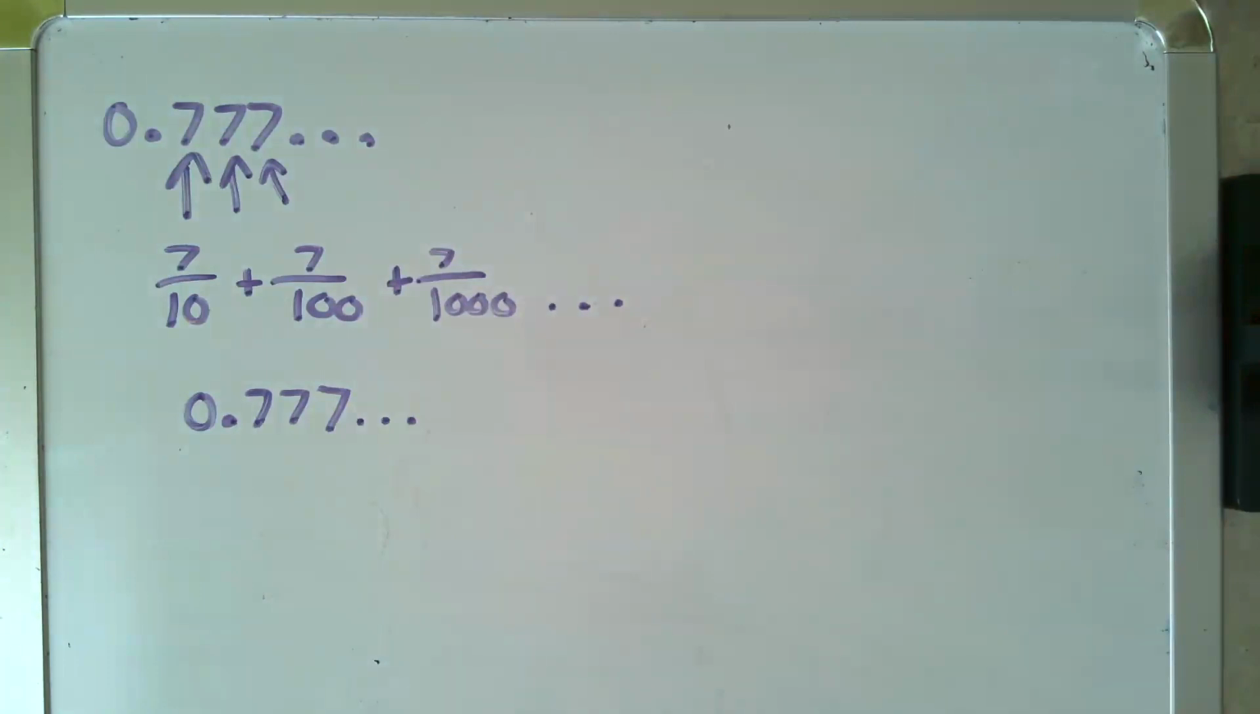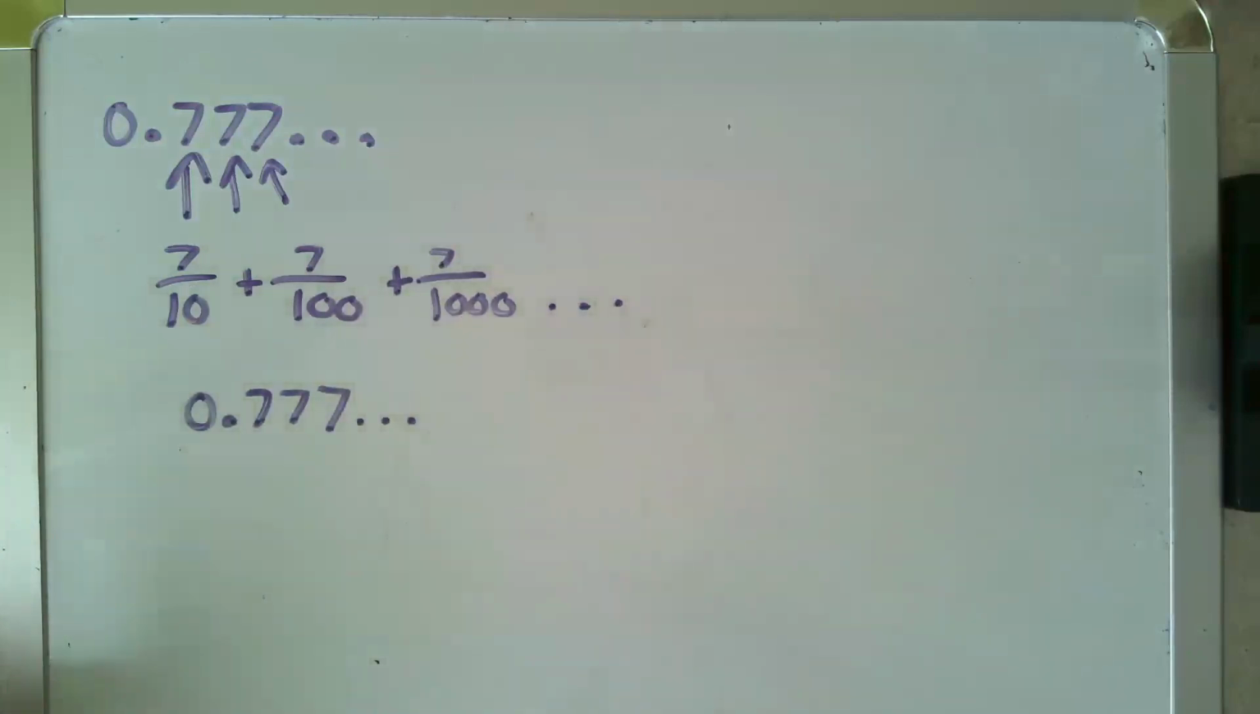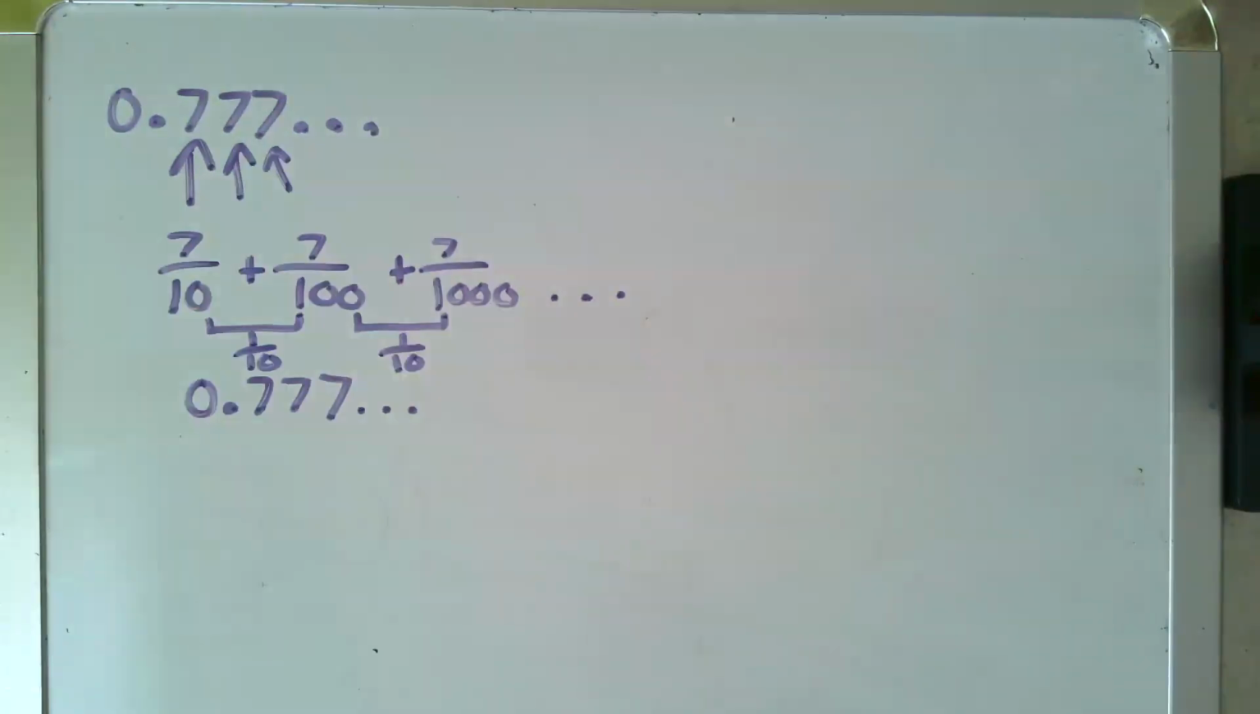So if we now look at, is there a common multiplier to grow from 7/10 to 7/100 and 7/100 to 7/1000 and so on and so forth? The answer is yes. We multiply each term by 1/10 to get to the next term.